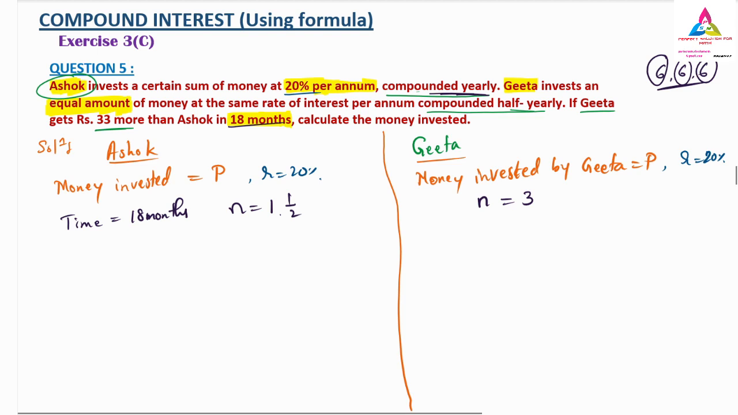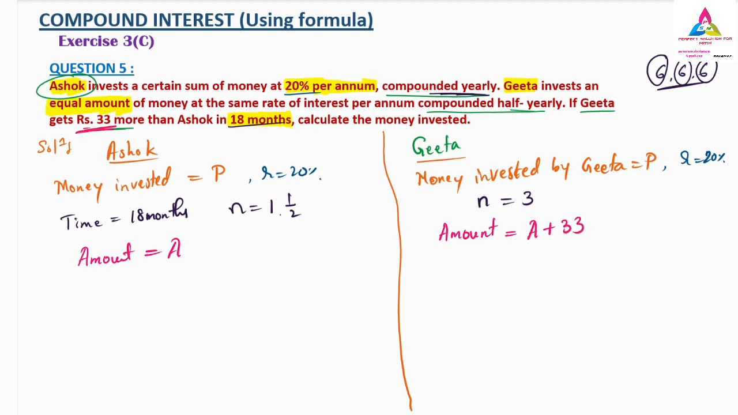Then we will go for the last thing, the amount. Most important, here some students will go wrong. The total amount that Ashok is going to get as a final amount, we can refer to as A. But coming to Geeta, the amount is, I will write down, most importantly, I can take it as A, but I will take it as A plus 33. Why have I taken A plus 33? Because here 33 rupees more is what she is getting than the amount Ashok is going to get.